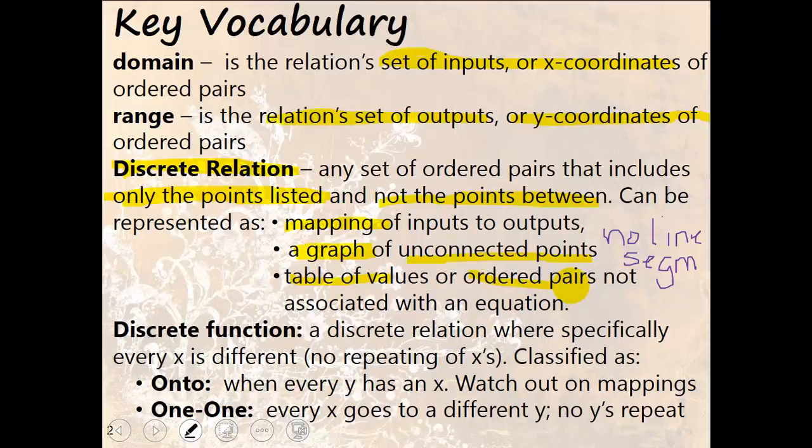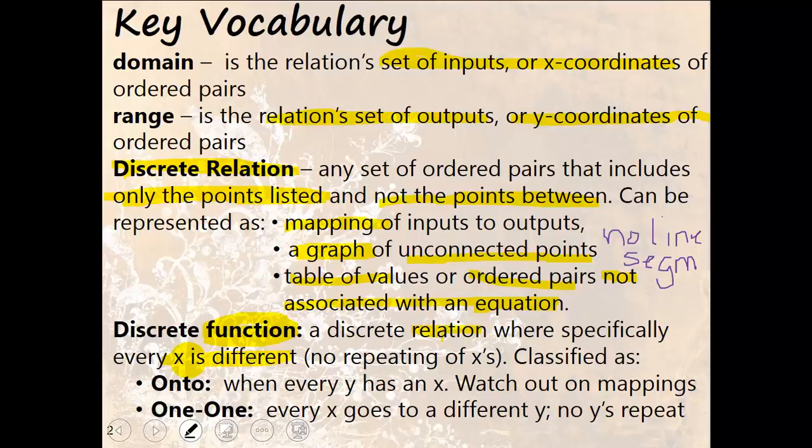But the kicker with this is that there's no equation associated. It's not associated with an equation, which means that somebody just gives you a set of ordered pairs, or just gives you a table of values, and you don't know the equation associated with it. And then a discrete function, the keyword function, is a relation. So every function is a relation, but it's very specific. The x-coordinates must be different. You cannot have any repeating x-coordinates.